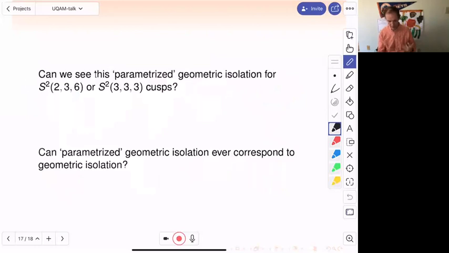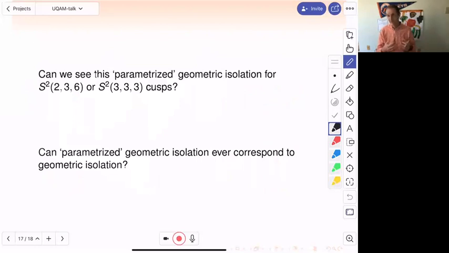And so a natural question would be, can we see this parameterized geometric isolation in the cases of cusps that we care about in terms of hyperbolic knot complements, right? So the example that was just shown corresponds to the cusp that can't show up as a quotient of a hyperbolic knot complement.